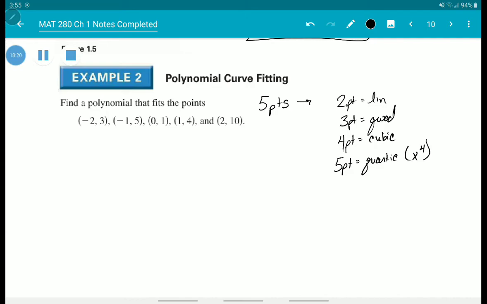We won't know until we start setting things up, because it could turn out that one of those terms has a coefficient of 0. So our model that we're going to use is this: a0 plus a1x plus a2x squared plus a3x cubed plus a4x to the 4th. So let's make our substitutions. We have the point negative 2, 3. If we substitute that in, our y-coordinate is 3.